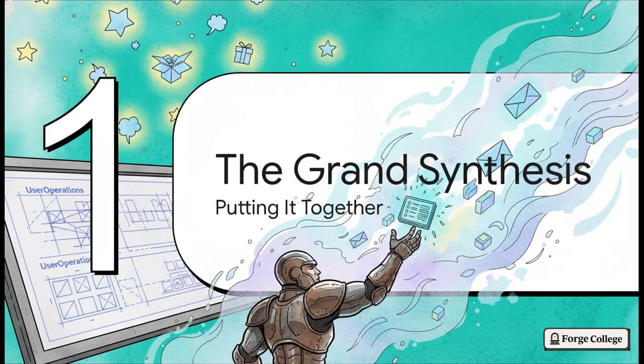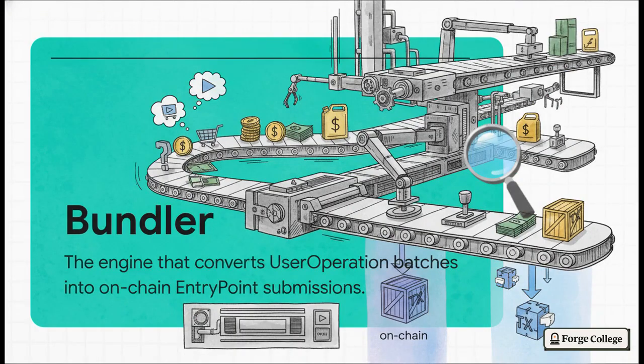The grand synthesis, putting it together. Now you've got to remember that user operations are essentially just wishlist items. They're just requests floating out there in the ether until our champion arrives. And that champion? It's the bundler. Think of it like a high-speed factory conveyor belt. It ties together three crucial things: the user's intent, so what they actually want to happen, the paymaster's fuel, basically who's footing the bill, and the EntryPoint's shipping dock, which is where the transaction actually gets executed on-chain. Without this engine, literally nothing moves.